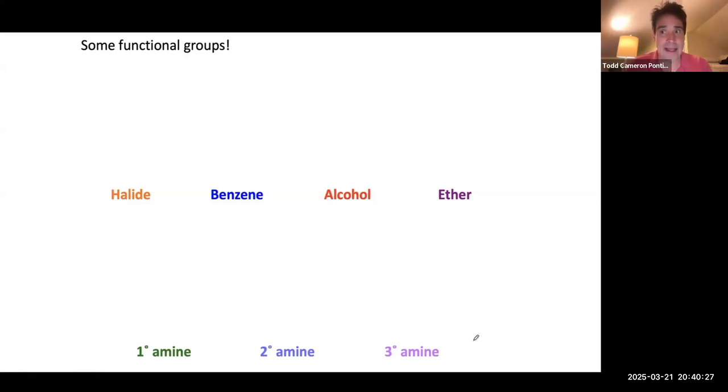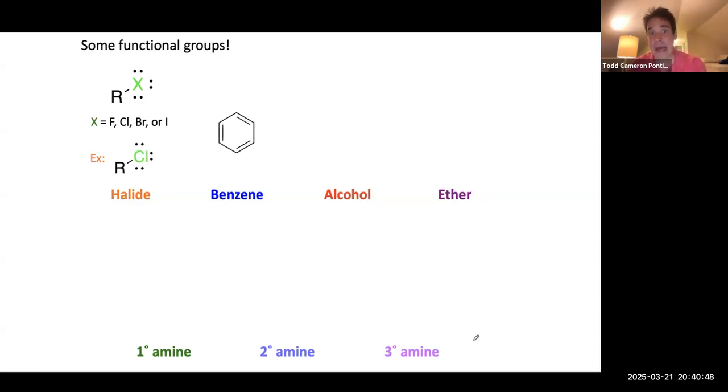Let's talk about them. Halides. And we're going to go through this a little bit fast. Halides are, oh, there's that R, when you have a halogen coming off of your organic molecule. So here, X can be fluorine, chlorine, bromine, or iodine. For example, this is a chloride. It's got a chlorine coming off of our chain.